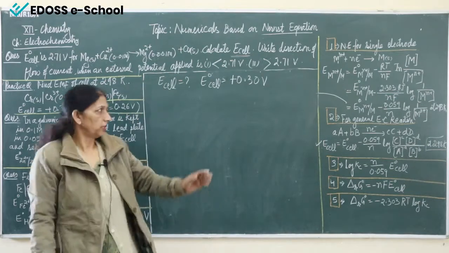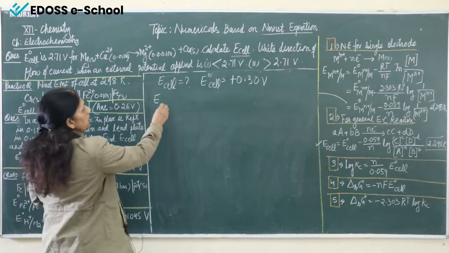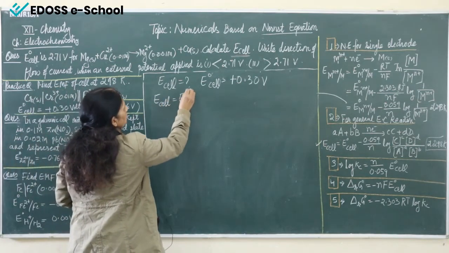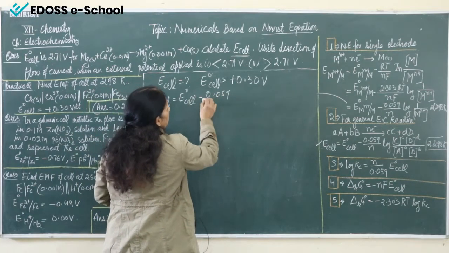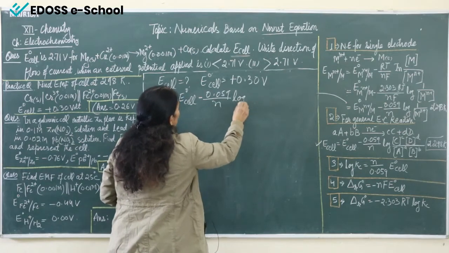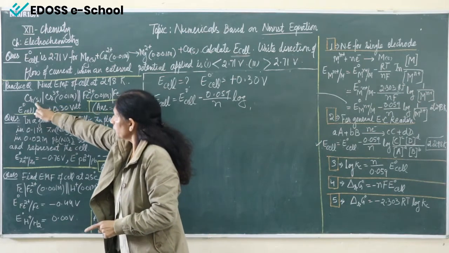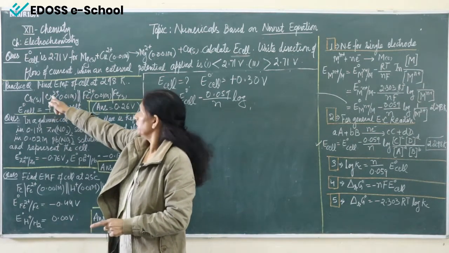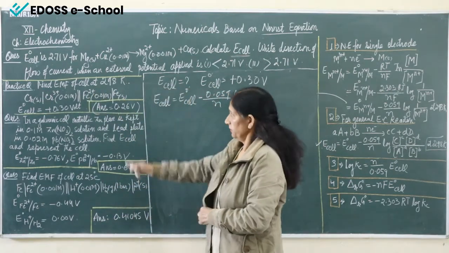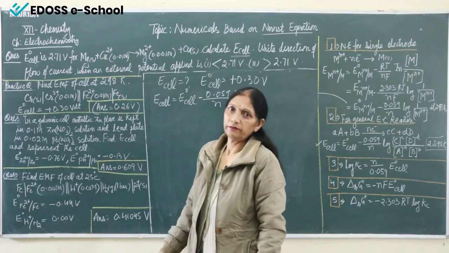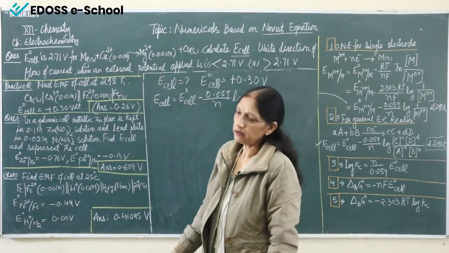Okay. So same way, in this question also, you will put E of the cell is equal to E naught of cell minus 0.059 upon n log. Now same way, here also you will write the equation. Now see here, chromium is converting into chromium ion and ferrous ion is converting into iron. So same way, we will write the oxidation and reduction reaction.